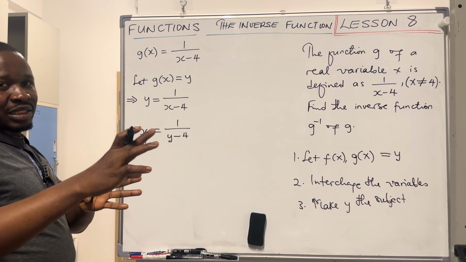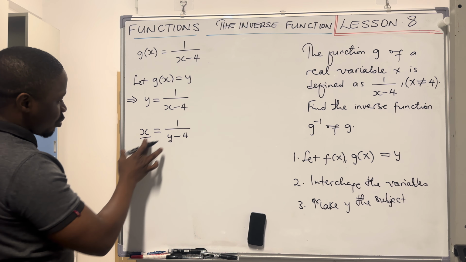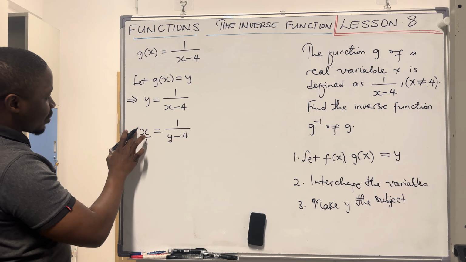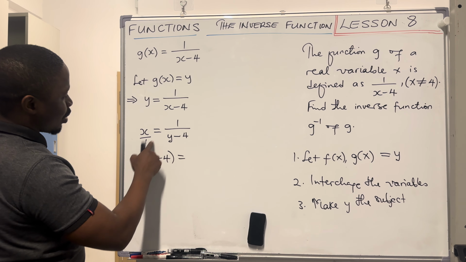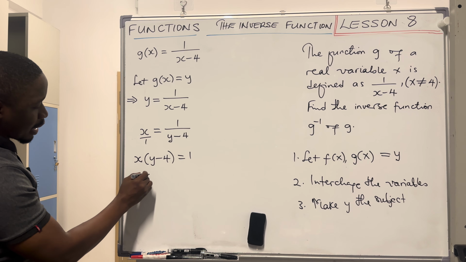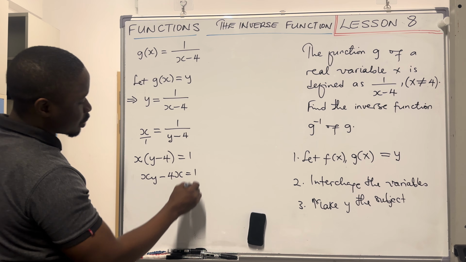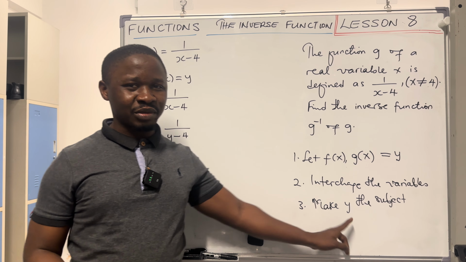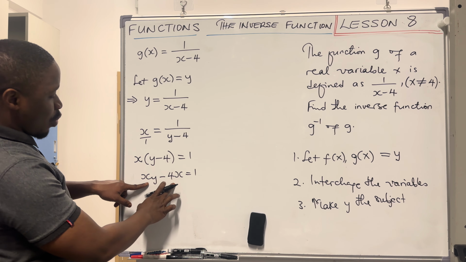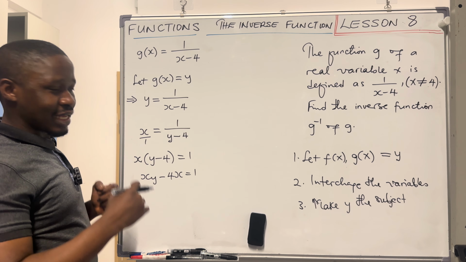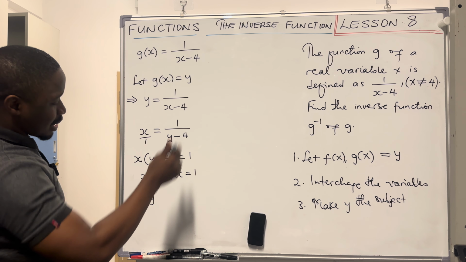Whatsoever that appears on the right hand side doesn't matter. Let's find y. So this x multiplies, we are cross multiplying. So if x multiplies this, we have x into y minus 4. 1 times 1 is 1. X times y, xy. X times minus 4, minus 4x, which is 1. We are making y the subject, meaning we are finding y. Look at the term where y is. No y here, no y here. So let us collect like terms. So we say xy. No y here. Let it go to the other side.